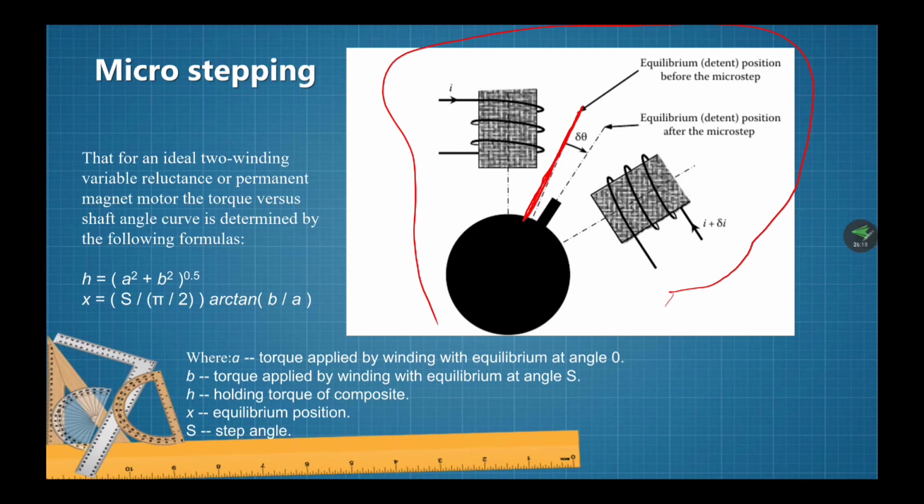And at the bottom we see the equilibrium position after microstepping. And this is the delta theta, and this is for the coil's current flow. This is for the E plus delta E.